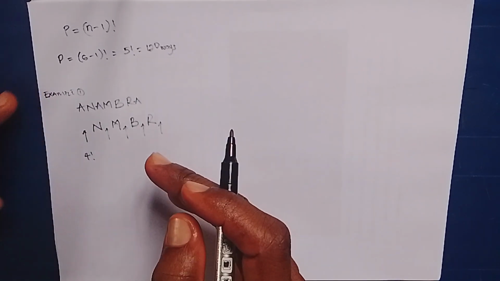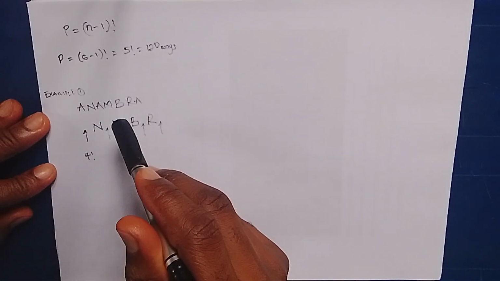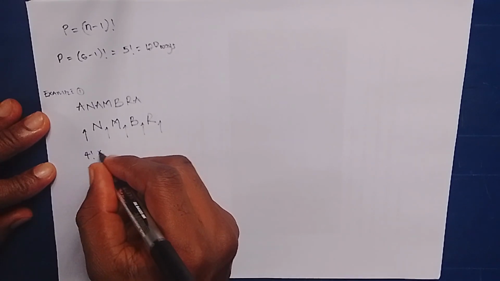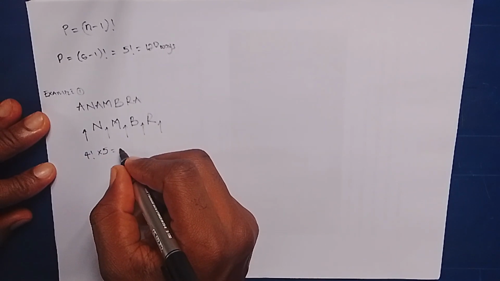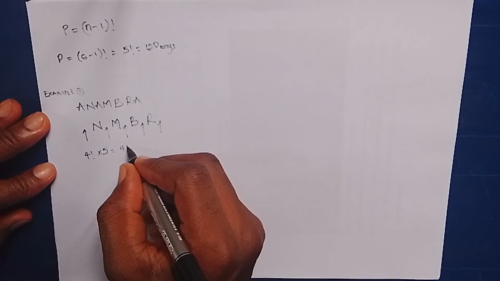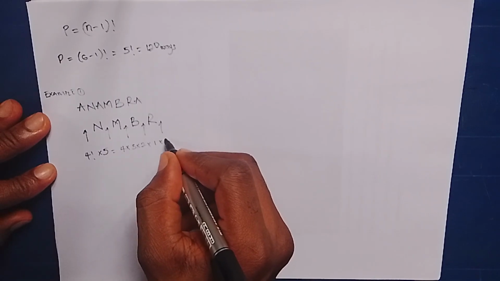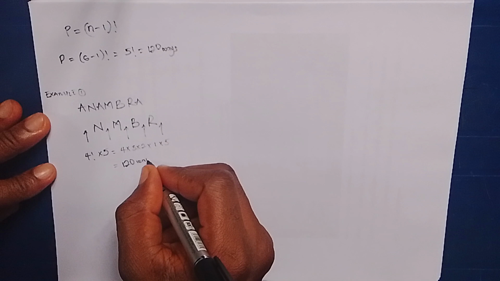And then, since the A's are together, they can be arranged in 1, 2, 3, 4, 5 ways. So that's 4 factorial times 5, which is equal to 4 times 3 times 2 times 1 times 5. This is equal to 120 ways.